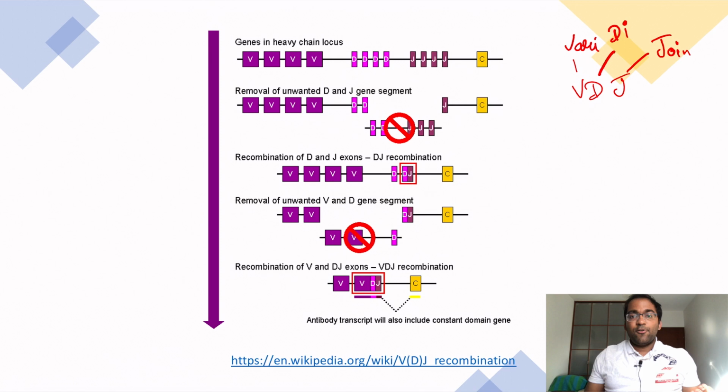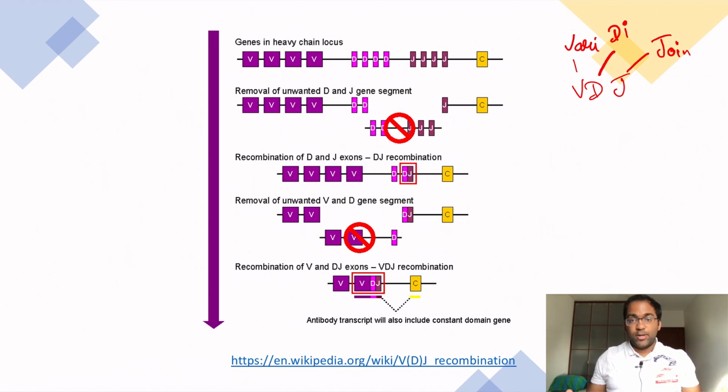Now why do we need this diversity? Because we have so many types of antigens present in this whole world. Of course we don't have a receptor for each of those antigens that are present, right? So with this process we form diverse receptors for the different antigens that are present in this whole world.